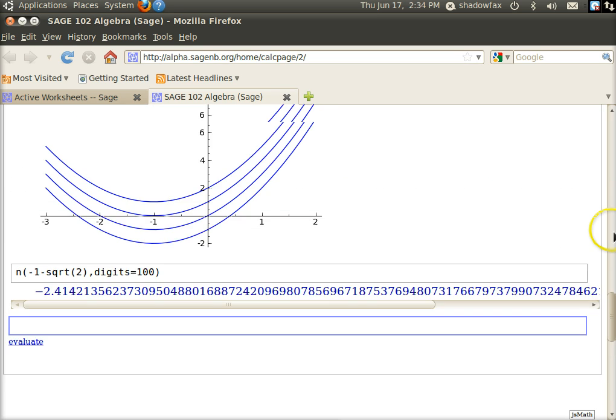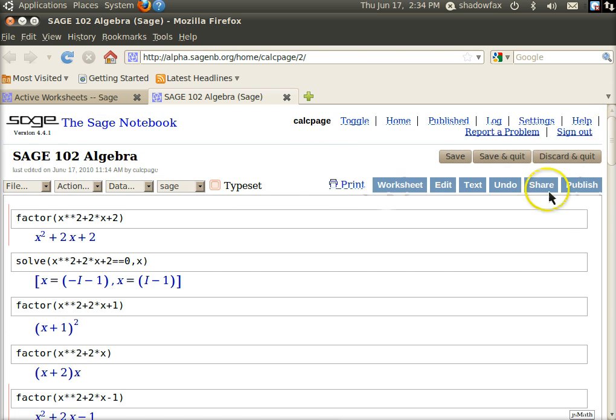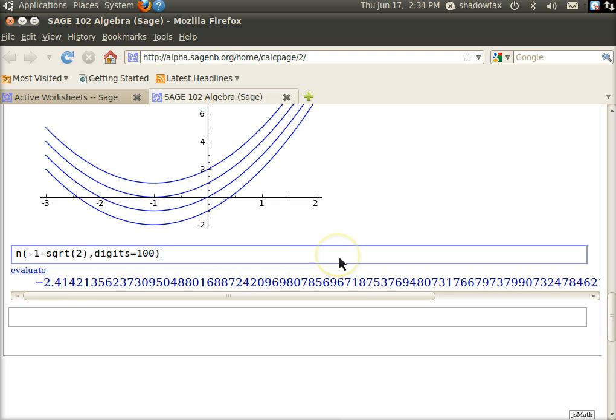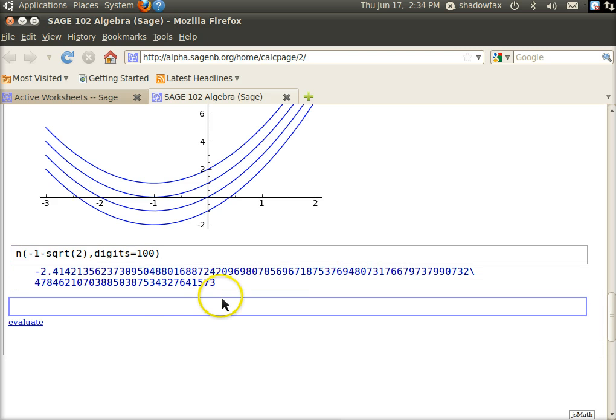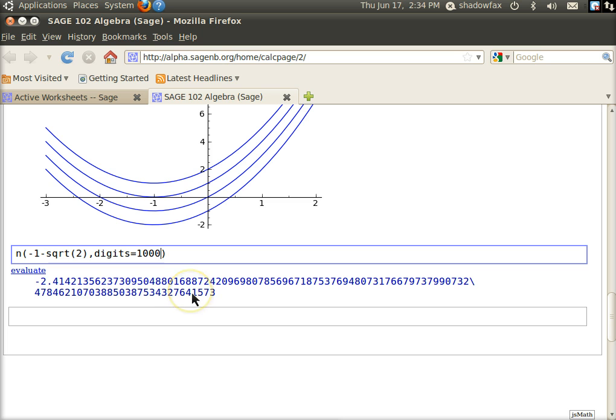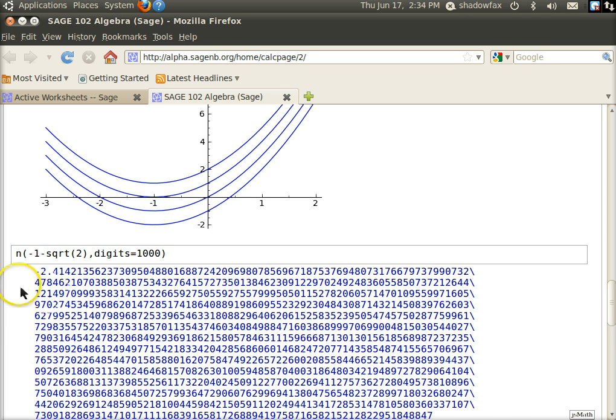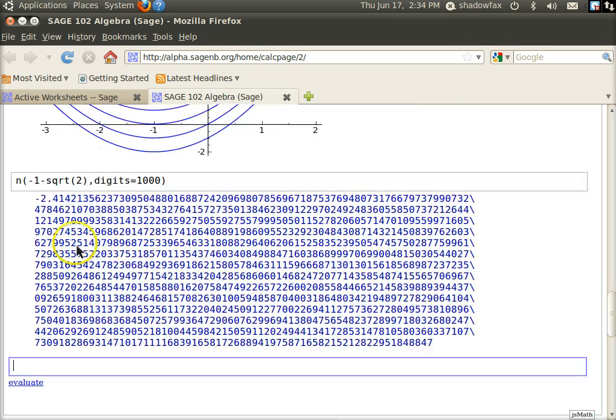And if you don't want pretty print, you want to see it all in one cell, you can turn it off and reevaluate. And there you go. And if you want to go crazy, but the point is, it is negative 2.4 something, right? And there you go. I mean, look at this. There's no repeating pattern here.